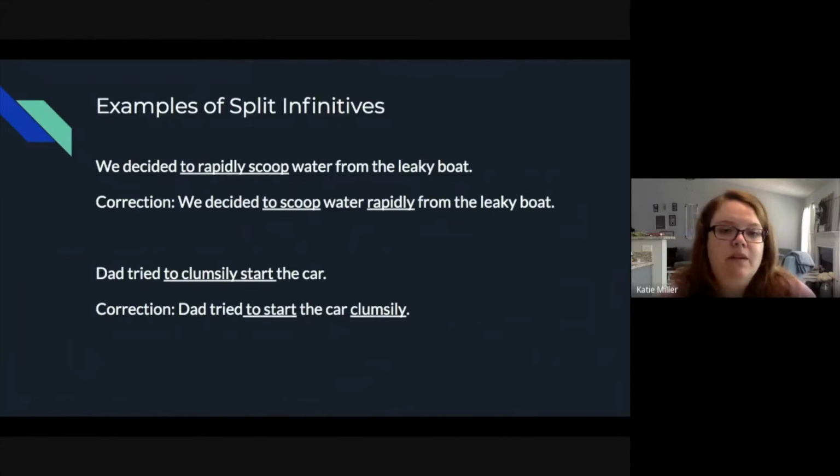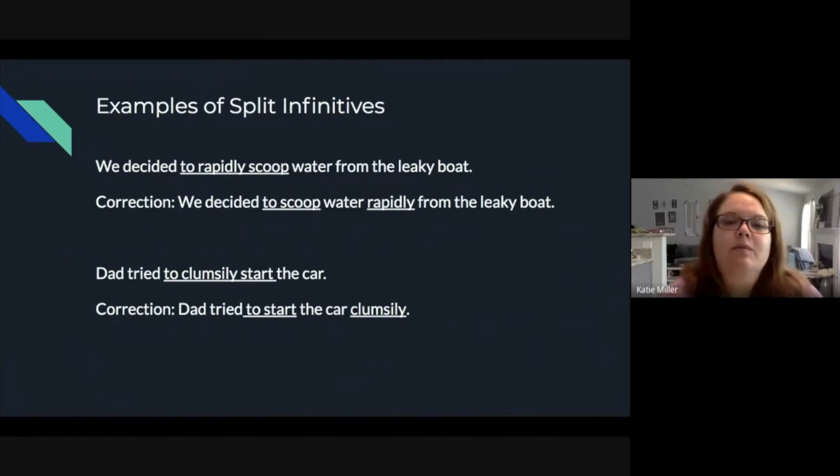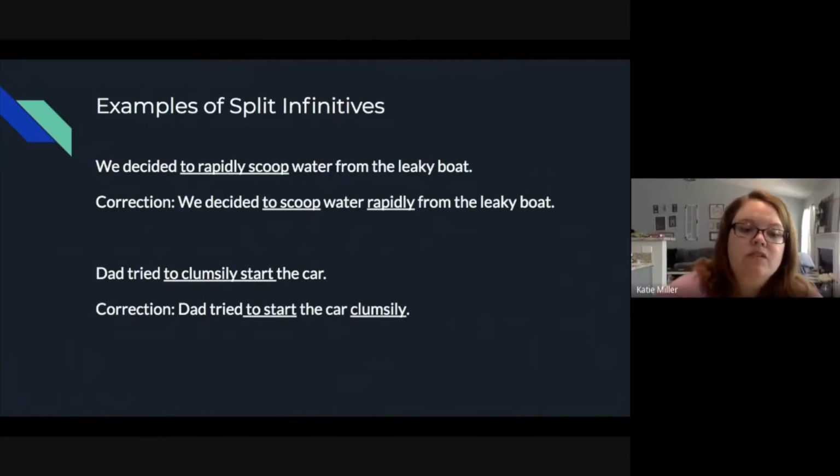Okay, let's look at the second one. Dad tried to clumsily start the car. To start is my infinitive, but it's been split up with clumsily. So to correct it, we say, Dad tried to start the car clumsily. We have to move it out of the middle to make it grammatically correct. See, it's pretty simple to help correct these split infinitives. So that's pretty easy.